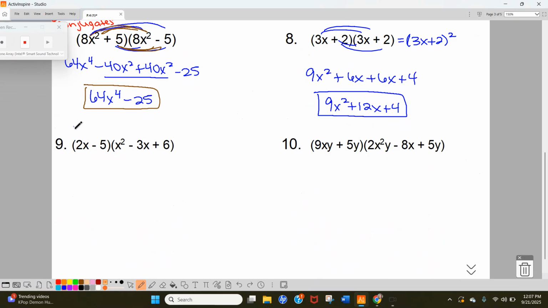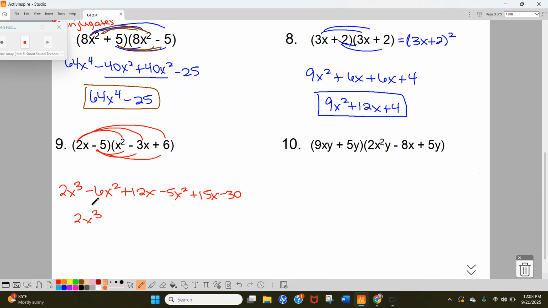All right. Number 9, let's see, we're going to do 2x to the third, and then we'll do minus 6x squared and plus 12x. And then it's negative 5's turn, so negative 5x squared plus 15x and minus 30. Then go back and we can combine our x squareds and our x's. And we're done.